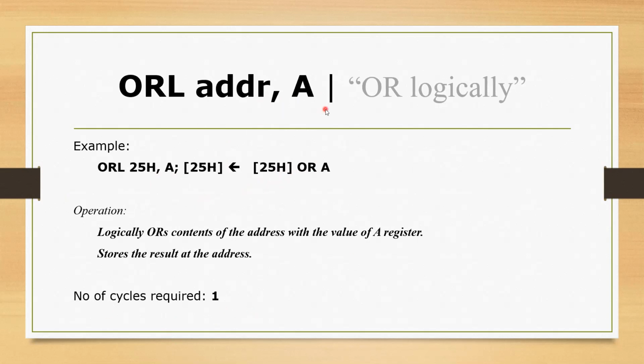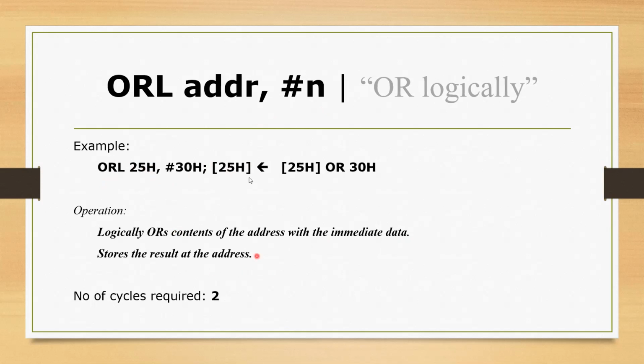ORL address comma A. So ORL 25 hex comma A, where 25 hex is the address location. So ORing the data in the 25 hex location and the value in the A register, the result will be stored in 25 hex. The first one is the destination, so the result here will be stored in the 25 hex location. It logically ORs the content of the address with the value of the A register and stores the result at the address location. Number of cycles required is 1.